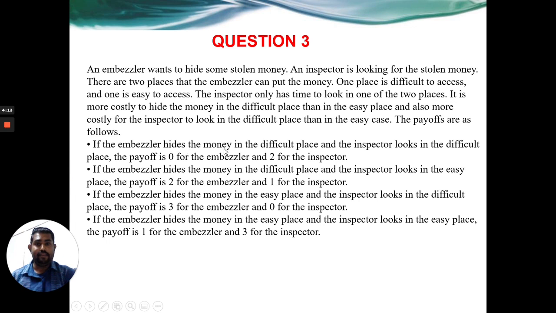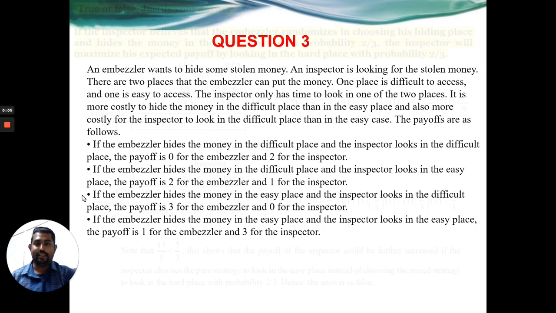If the embezzler hides the money in the difficult place and the inspector looks in the difficult place, the payoff will be 0 for the embezzler and 2 for the inspector. If the embezzler hides the money in the difficult place and the inspector looks in the easy place, the payoff is 2 for the embezzler and 1 for the inspector. If the embezzler hides the money in the easy place and the inspector looks in the difficult place, the payoff will be 3 for the embezzler and 0 for the inspector. Finally, if the embezzler hides the money in the easy place and the inspector looks in the easy place, the payoff will be 1 for the embezzler and 3 for the inspector.